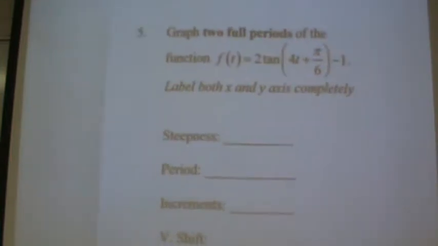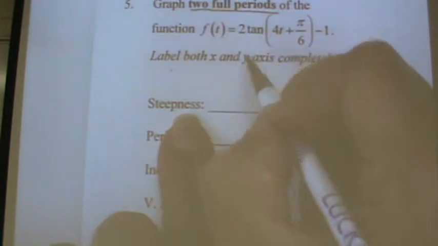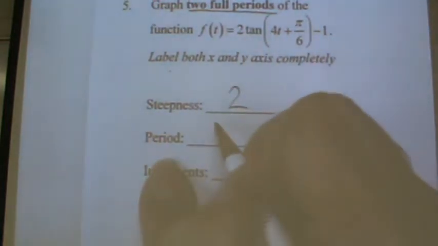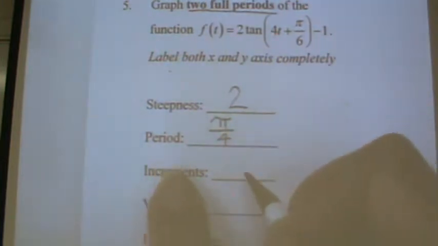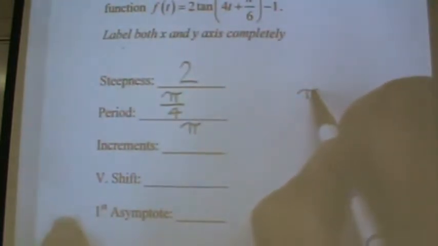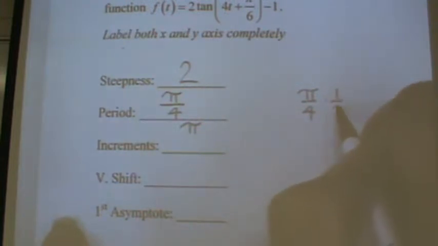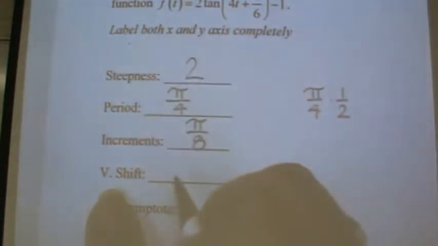Okay, a lot of you guys were struggling. I gave some hints on the tangent curve. And now this is asking for 2 full periods. So, the steepness is 2. Your period is now going to be pi over b. b is 4. You're going to cut your increments into 2. So if you took this pi over 4, and you cut it into 2, you get pi over 8. Your vertical shift is 1 down.